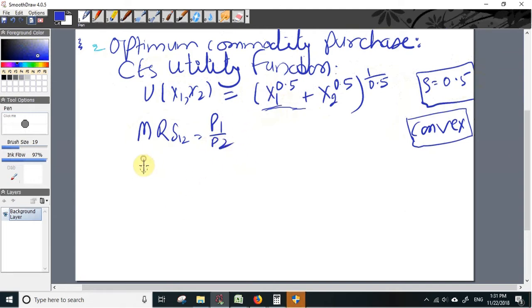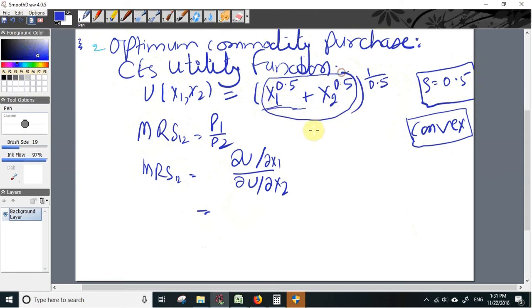So in this case, the marginal rate of substitution is simply the marginal utility of the first commodity divided by the marginal utility of the second commodity. So we differentiate this with respect to x1 to find the marginal utility of the first commodity. We use the chain rule, in fact. So we assume this to be x, so this to be n. So we first use the power rule. This is n x^(n-1), which is 1 over 0.5.